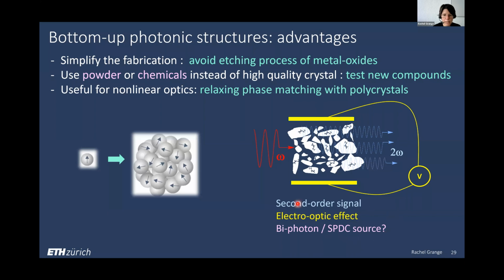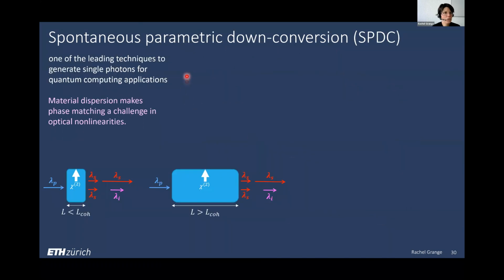And the last question we're asking ourselves is, is spontaneous parametric down conversion possible in that kind of structure? Why do we want to do SPDC? SPDC is one of the leading techniques to generate single photons for quantum computing applications. It has, though, material dispersion, right? If you launch your light at, for instance, 780 nanometers, you have a certain crystalline orientation that is indicated here. Your crystal could be above the coherence length of the material.